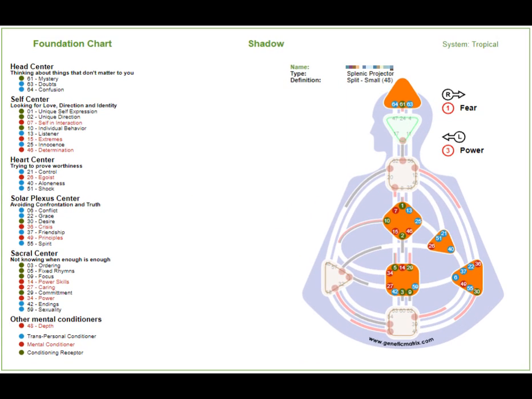I'm going to give you an overview here of the shadow view, and you can access this particular view by selecting any foundation chart for any person in your GM hub, and then next to that is the view drop down, and just select the shadow view. Now the shadow, what is that?